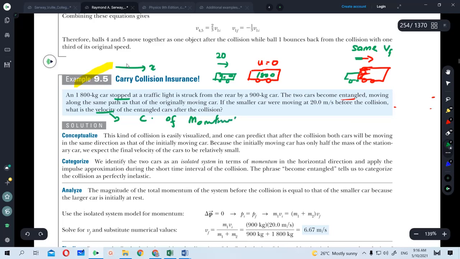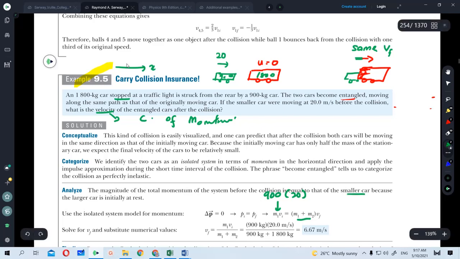For conservation of momentum, the initial momentum comes from the smaller car, which is 900 times 20 meters per second. What about the 1800? Null, 0. Because they are entangled, they should have the same V together. So we can factorize the mass M1 plus M2 with V final, and therefore you find that the overall final velocity gets much smaller.